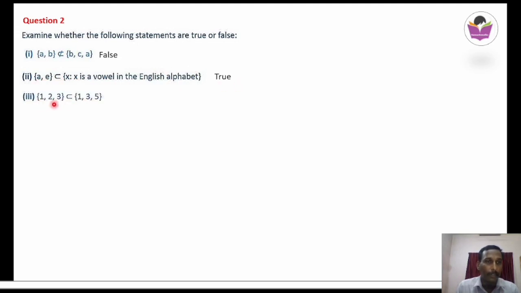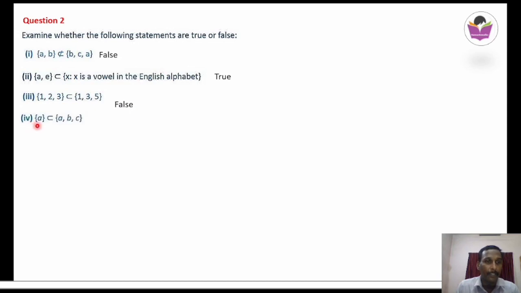Third one is the set {1, 2, 3} is a subset of the set {1, 3, 5}. You can see 3 is an element, but 2 is not an element. So 2 is here, but 2 is not there. All the elements of this set do not belong to this set. But the symbol given to us is subset of, so it is a wrong statement. So it is a false statement.